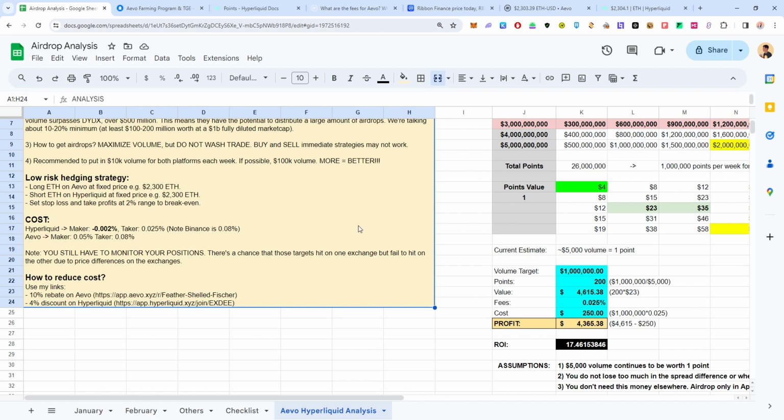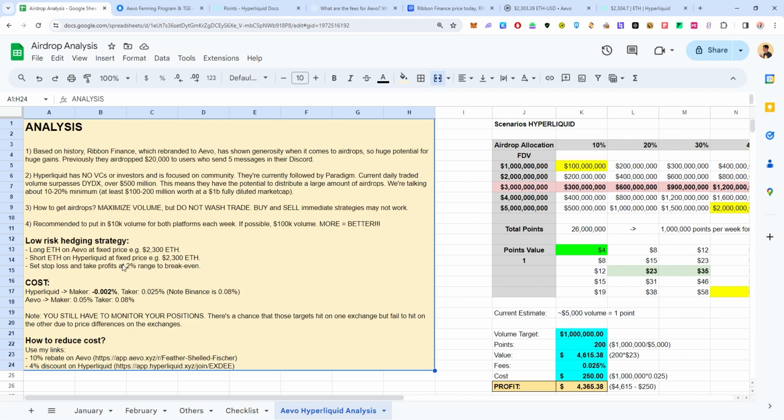So here is very important: to use this strategy, you have to monitor your positions, and I'll talk about that later as well. So how do you reduce the cost for this strategy? You can use my link or someone else's link, because there's a 10% rebate on Aevo to reduce your cost significantly, and a 4% discount for Hyperliquid. These are two ways to reduce your cost to participate in this wash trading.